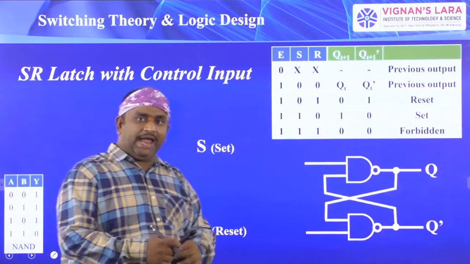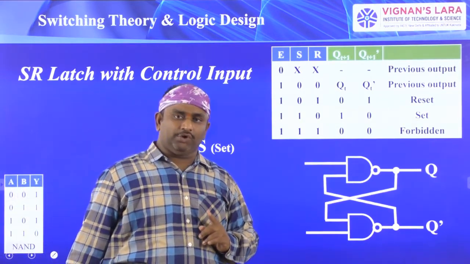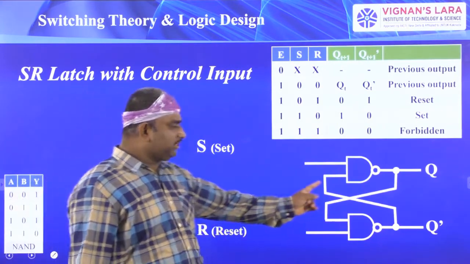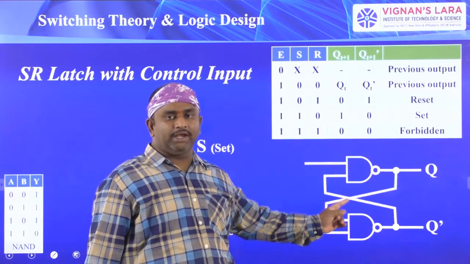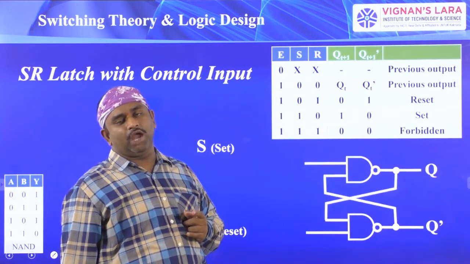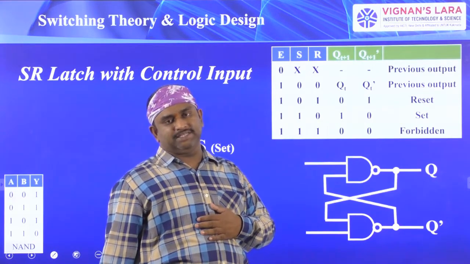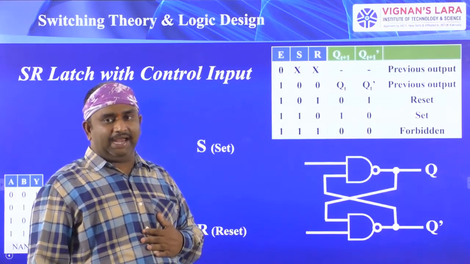So using NAND gates, I am discussing this concept: the SR latch with a control input. For explaining this topic, I have taken the NAND gates. So this is the SR latch using NAND gate operation. For this NAND gate operation, when you give 1 1, the previous outputs carry to the present output. When you give 0 0, that is the forbidden state for the NAND gates.